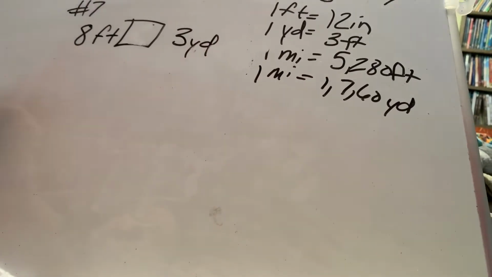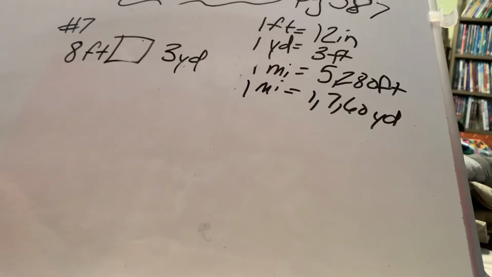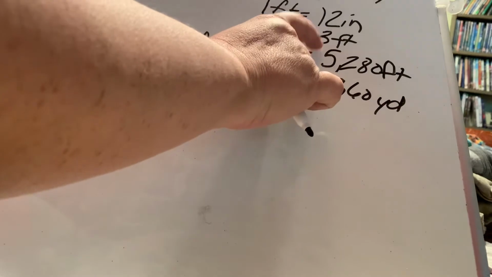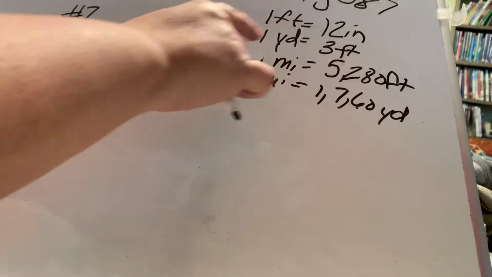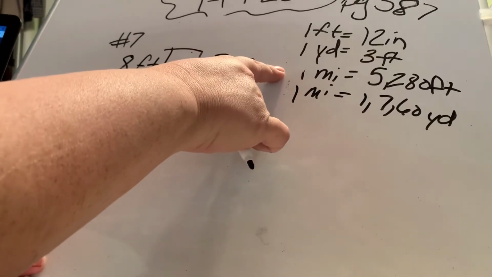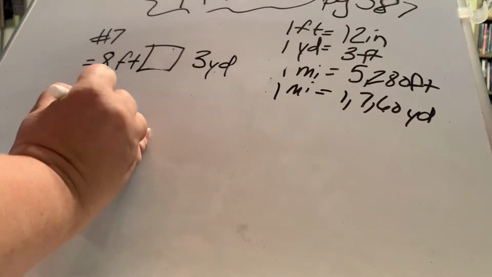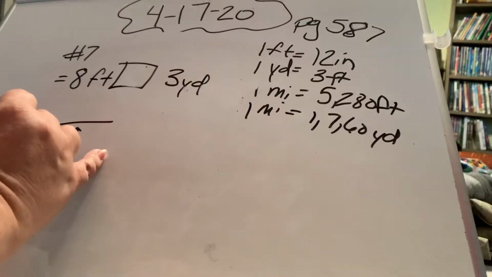Let's say I want to change 8 feet into yards instead, okay? Going from feet to yards, okay? Yards are larger than feet, so you're going to have to divide, right? So we're going to take the 8 feet and let's divide by 3, okay?